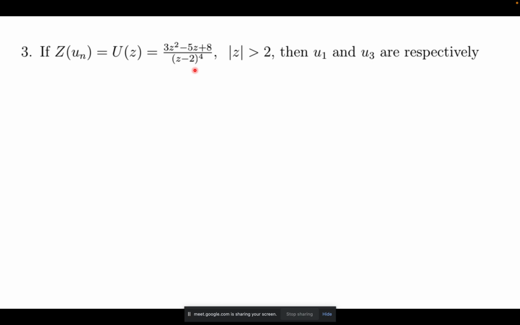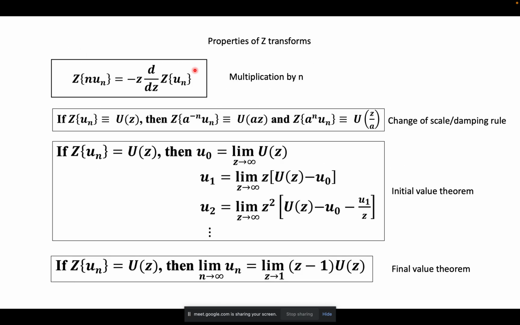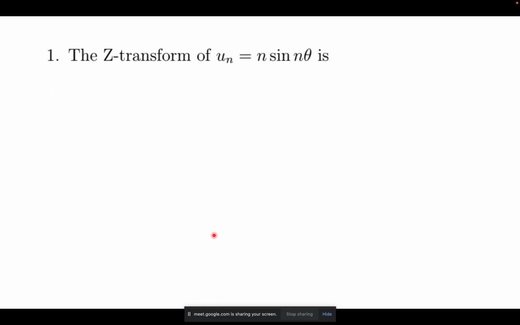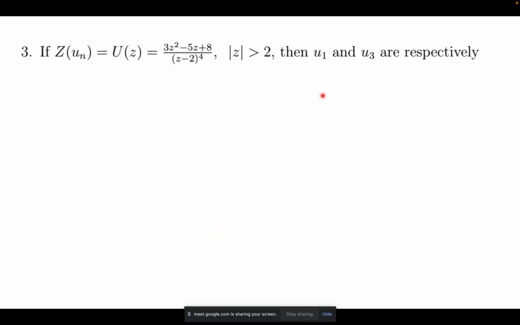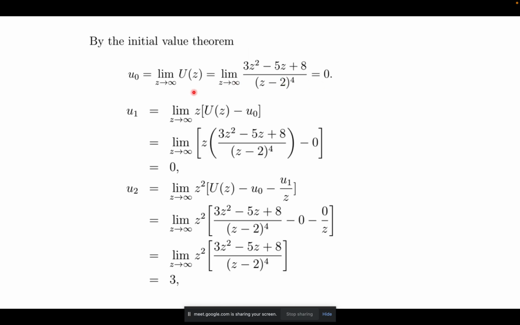Now again, if you see this property, which is the initial value theorem, it clearly says that if you know capital U(z), which is the z transform of some sequence u_n, then you can simply use this formula to calculate u naught, u1, u2 or u3. So here, the question is asking for the values of u1 and u3. The question is demanding to use the initial value theorem, right? So let's see how to do that.